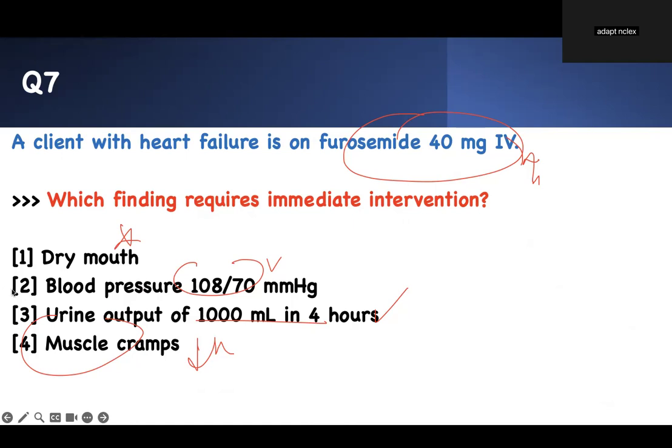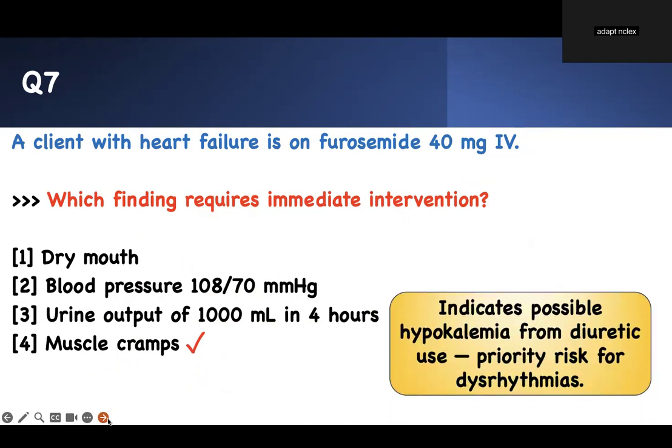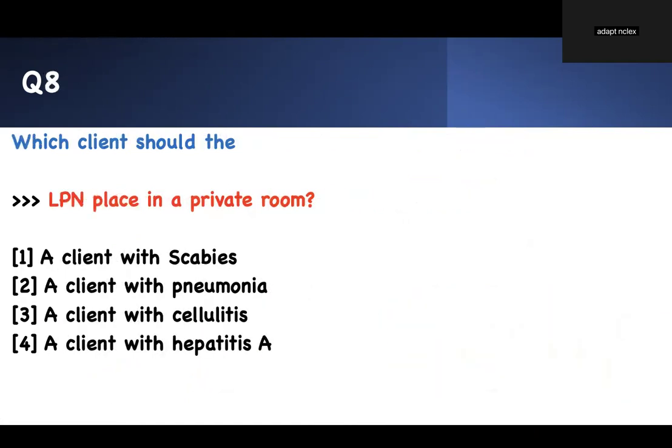Therefore, based on what I've told you, which answer choice did you pick? You can see number 4 is the right answer. And this indicates what? Hypokalemia. Patient on furosemide, number 1 priority is hypokalemia. And how will they present? Muscle cramp. Number 8, infection control.